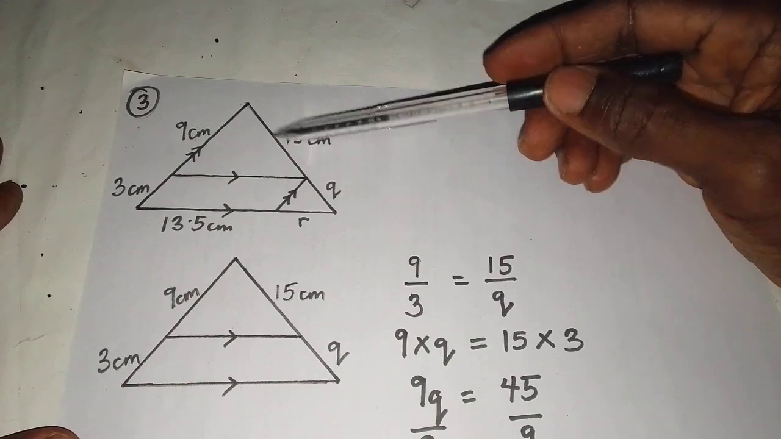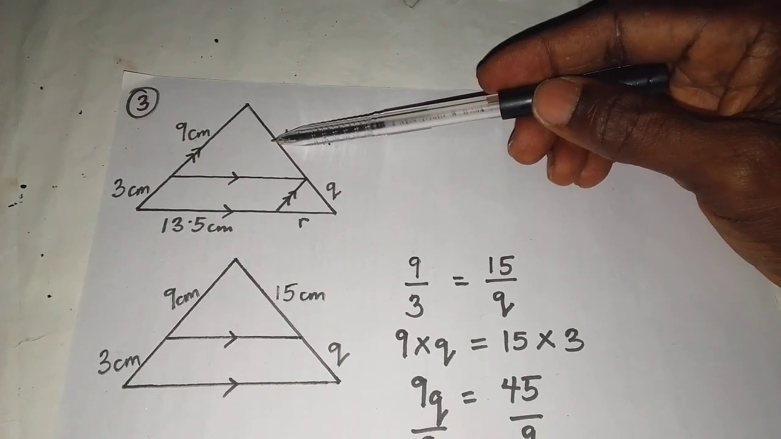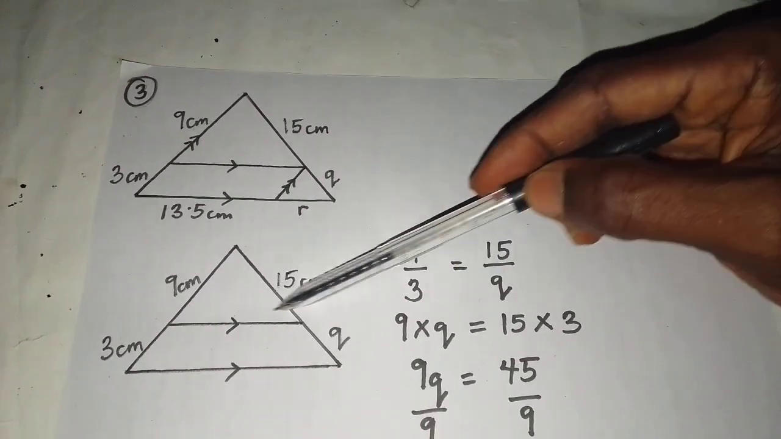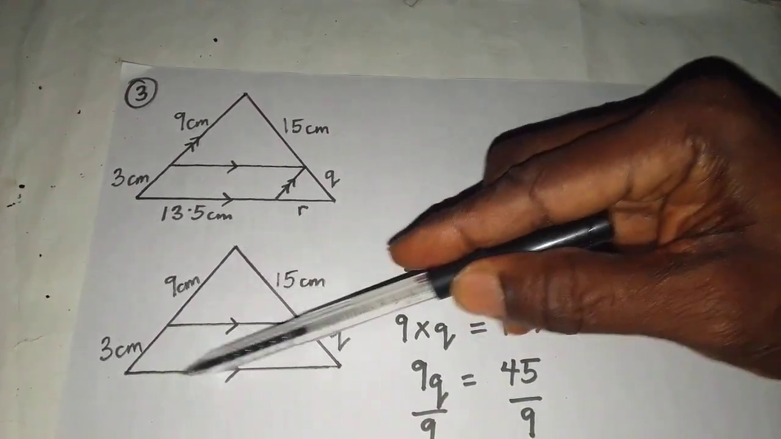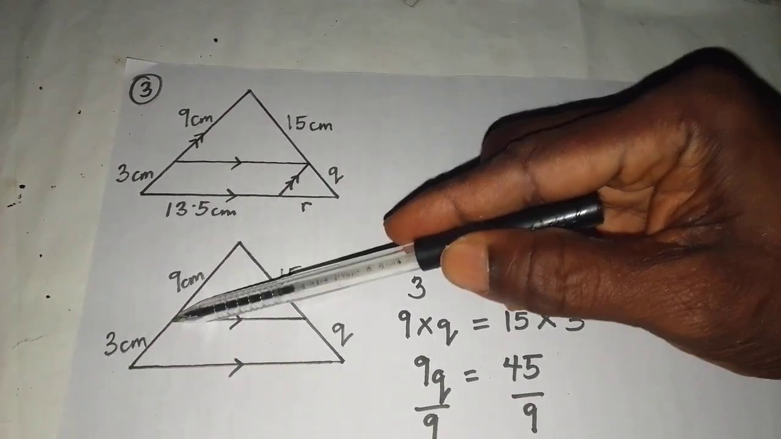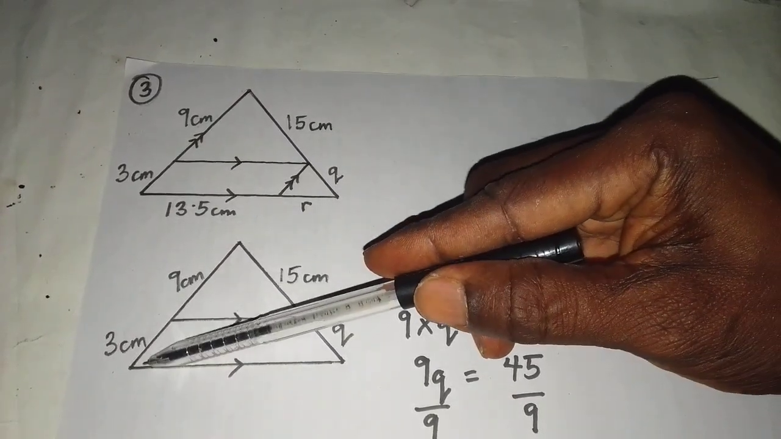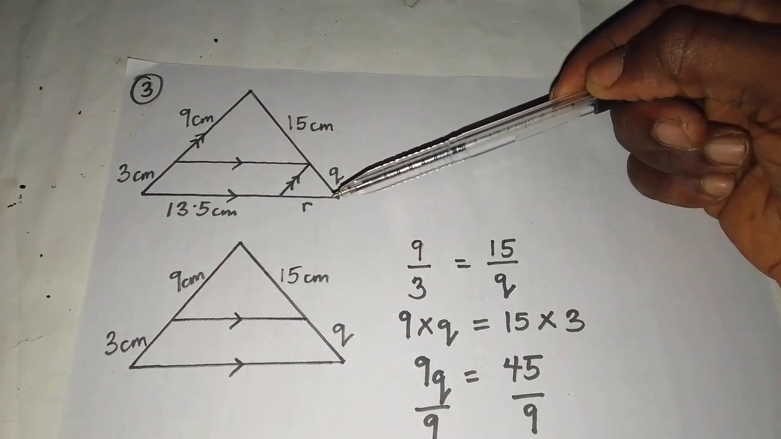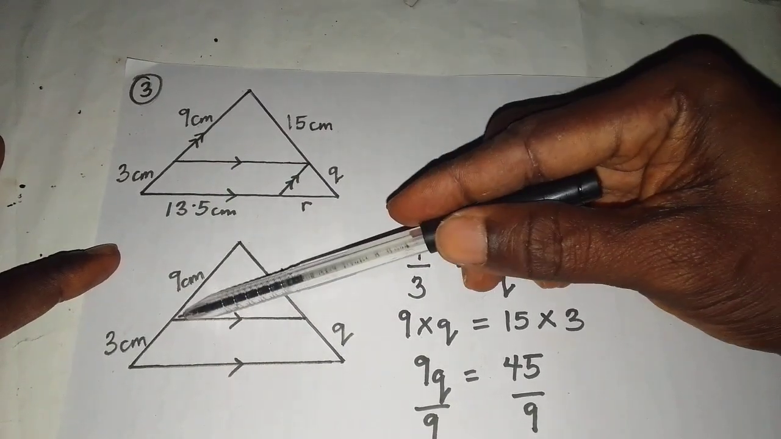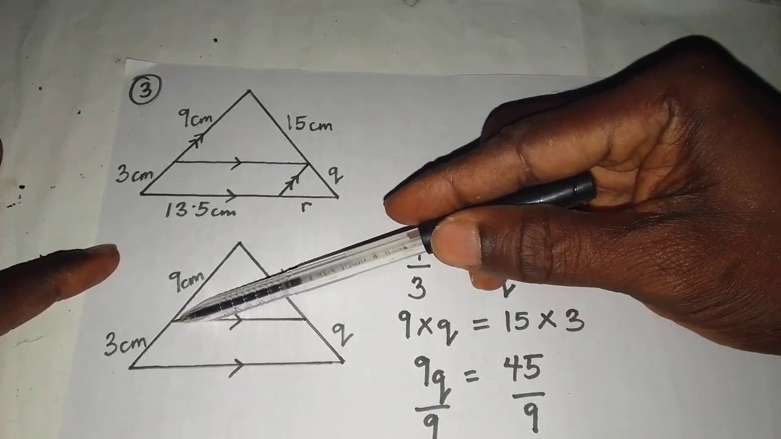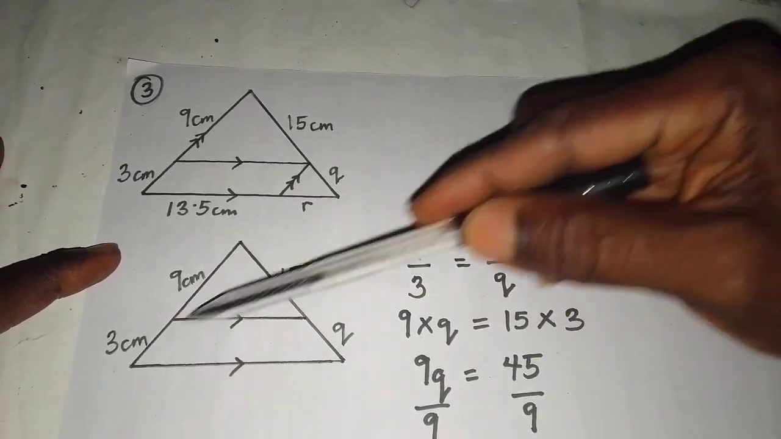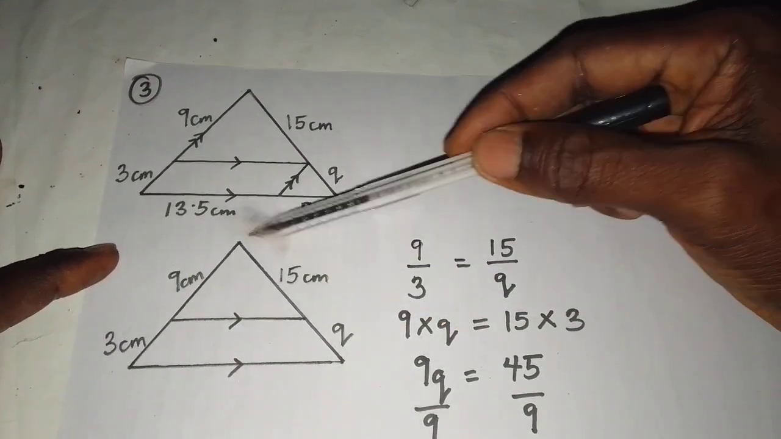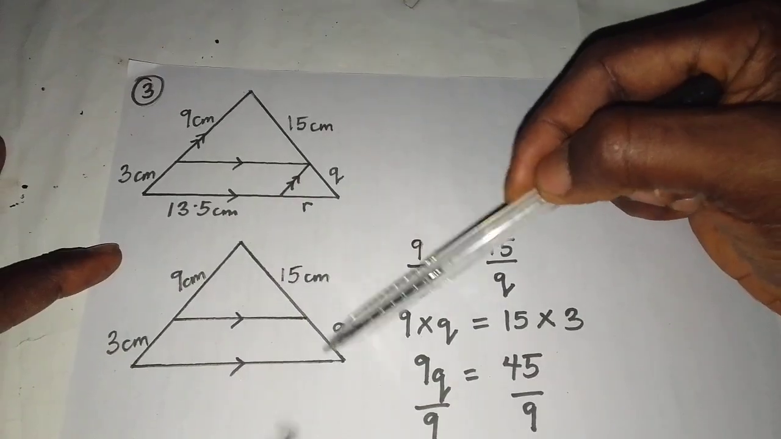To make it easier, I'm going to remove this particular side, so that I'll first of all deal with these two parallel lines. We are told that from here to here is 9 centimeter, this is 3 centimeter, this is 15 centimeter, this is Q. And from the knowledge we have, since this is a parallel line to this, the ratio at which this parallel line will divide this side will be equal to the ratio to divide the other side also, 15 over Q.